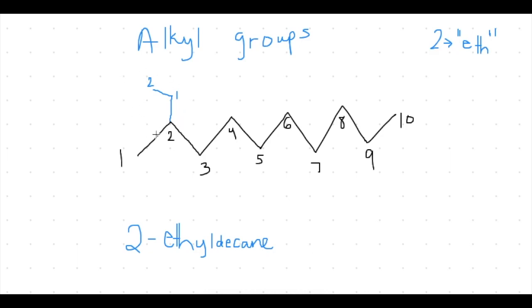So this is a 2-carbon substituent, and it's an eth with a YL on the end because we always put YL at the end of our substituents. And it's on the carbon 2, so it's a 2-ethyl decane.